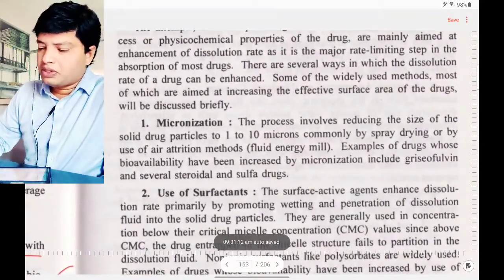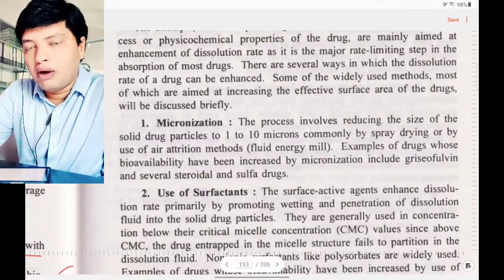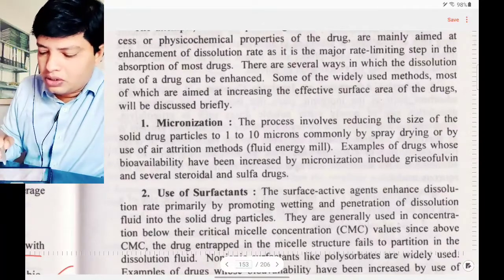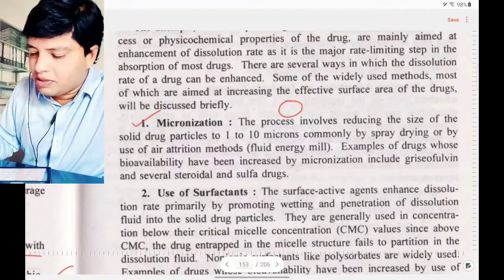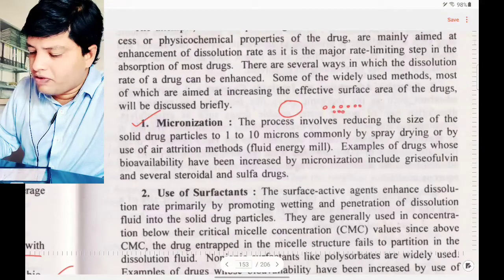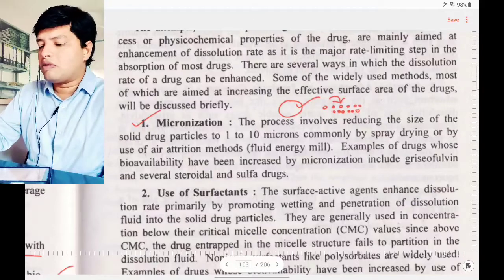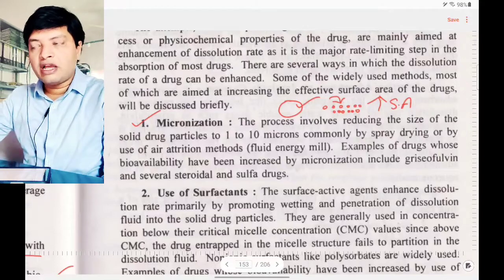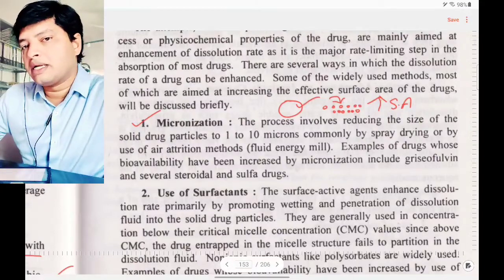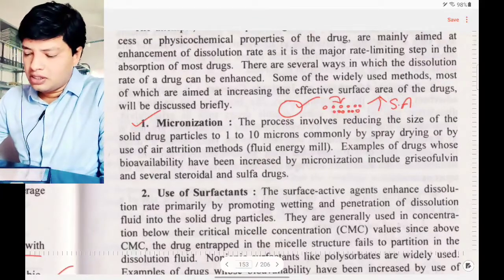The pharmaceutic approach is carried out to increase the bioavailability in the following manner. The first one is micronization. If the drug particle is this big and you convert it into small drug particles, it will increase the surface area. Due to the increase in surface area, more of the drug particles interact with the dissolution fluid, and hence the solubility also increases.